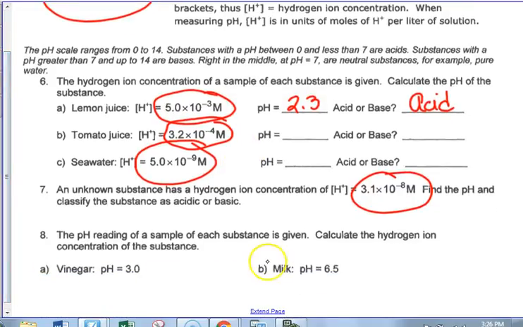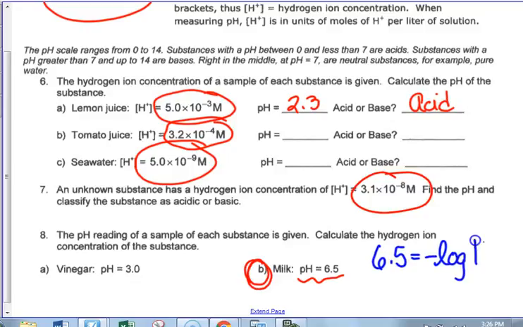Okay, I want to do this question. This question asks us to go backwards. If the pH is 6.5 for milk, can we find the hydrogen ion concentration? What are we going to do? I'm going to just call that H. You have to do what?